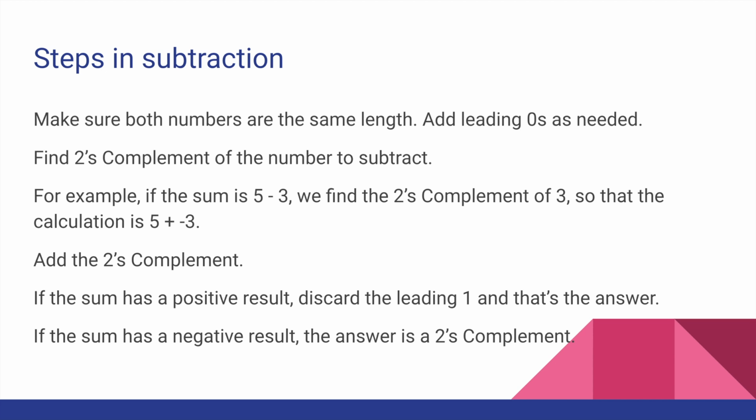Now, if the sum has a positive result, so 5 minus 3 equals 2, that is a positive number result, then discard the leading one, and there is your answer. If the sum has a negative result, if instead of 5 minus 3 we did 3 minus 5, which gives minus 2, that's a negative result. The answer is a 2's complement. Therefore, to figure out what the number is, you need to take the 1's complement of the 2's complement and invert the numbers. In other words, the result will be a 2's complement.